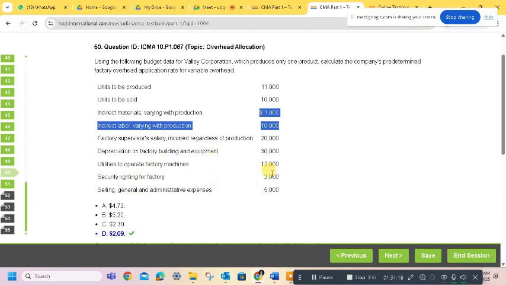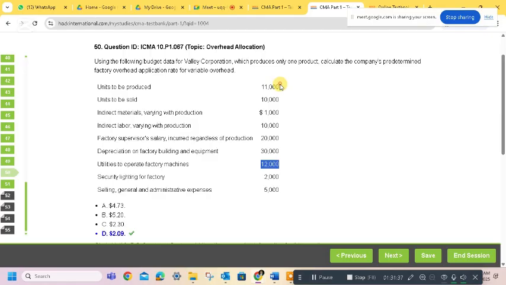Security lighting for factory, fixed. Selling general administrative overheads, that is not even factory overhead. That is non-production overhead. Don't even consider that. So this 1,000, 10,000, this 12,000. 1 plus 10, 11 plus 12, 23,000 is the variable overhead.